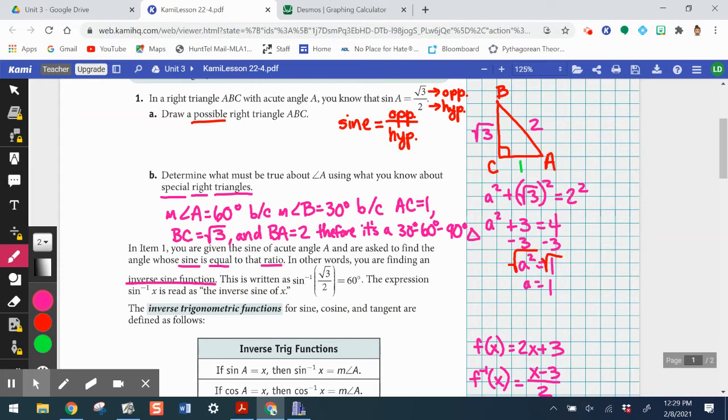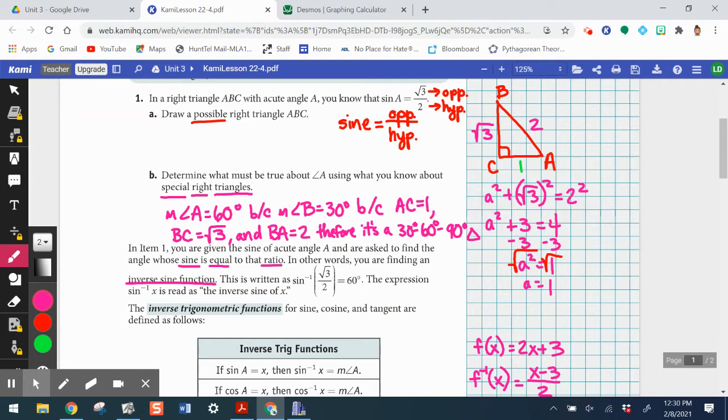Now, B said determine what must be true about angle A using what you know about special right triangles. Well, there's two special right triangles, the 45-45-90 and the 30-60-90. But before I just declared that it had to be the 30-60-90, I wanted to make sure that these really are those special measurements that we found with the 30-60-90. So I plugged in the two sides that I knew, plugged those into the Pythagorean theorem to find this third side. So the side I was missing, AC, I called it lowercase a because it's one of our legs. I plugged in BC, the other leg, as b. And of course, BA, the hypotenuse, I plugged in as c.